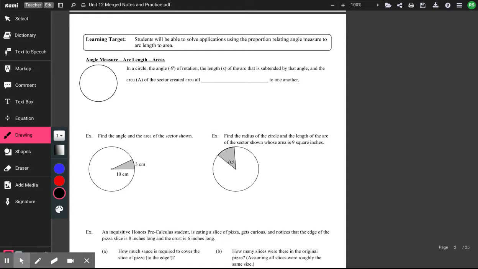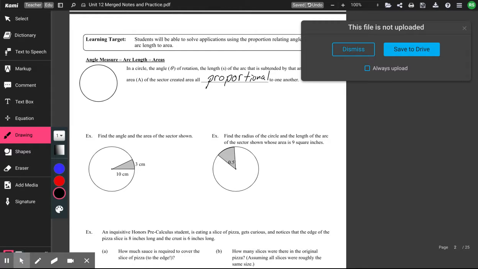So angle measure, arc length, and areas in a circle: the angle theta of rotation, the length s of the arc that's subtended by that angle, and the area of the sector created, all are proportional to one another, meaning that their proportions, their ratios, are equal.